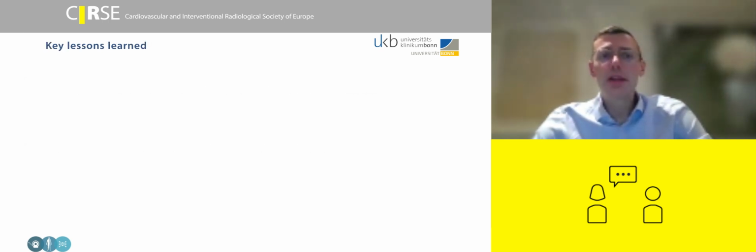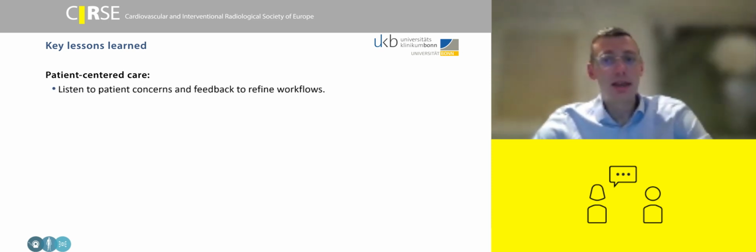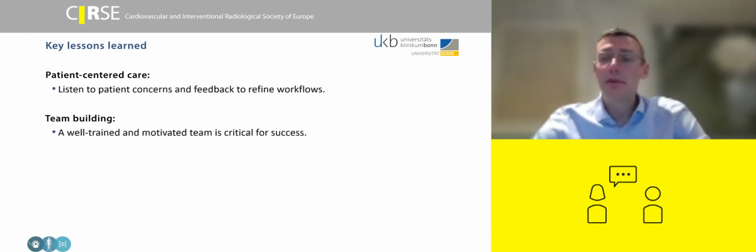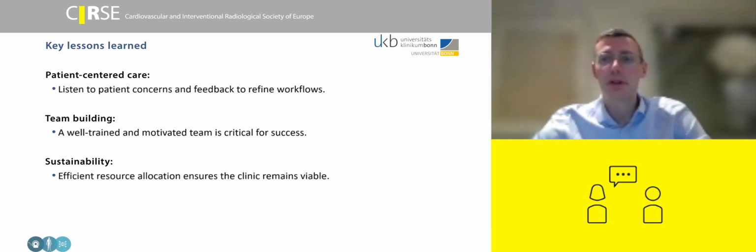What are the key lessons that we learned? The normal situation is that patients have seen several outpatient clinics, and they'll be able to tell you quite clearly what the positive aspects and also what the negative aspects of your outpatient clinic are, and that feedback will help you to refine your workflow. You really need a well-trained and motivated team to keep the outpatient clinic running and to have success in your outpatient clinic. And you want efficient resource allocation. Otherwise, the hospital administration is going to ask you what you're doing.